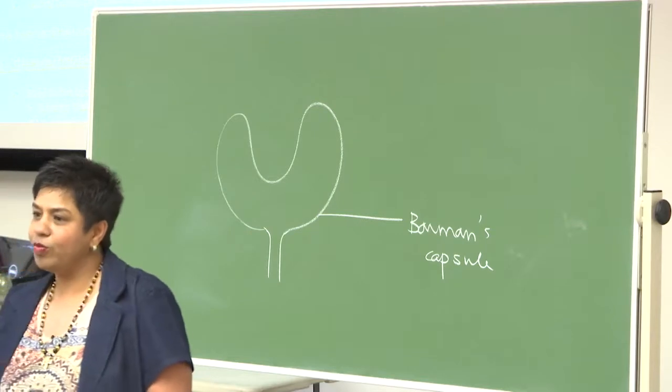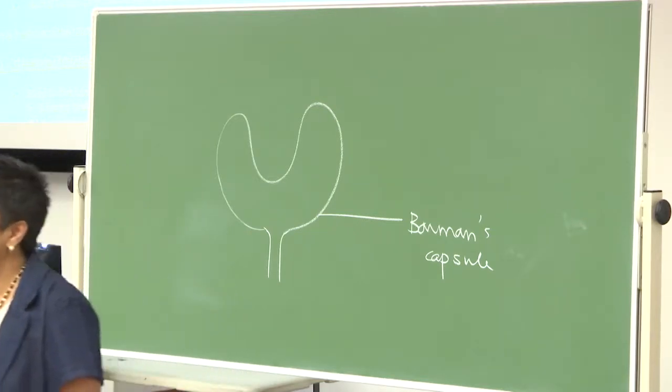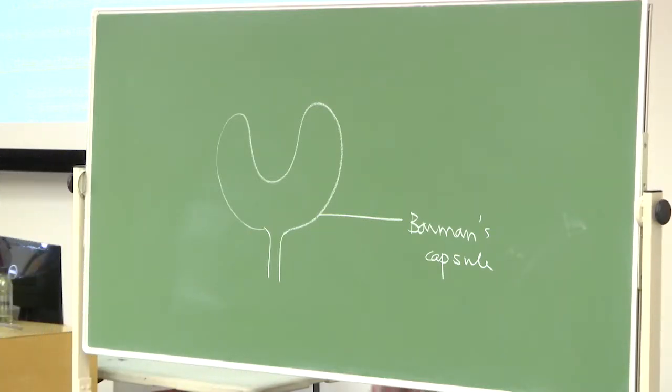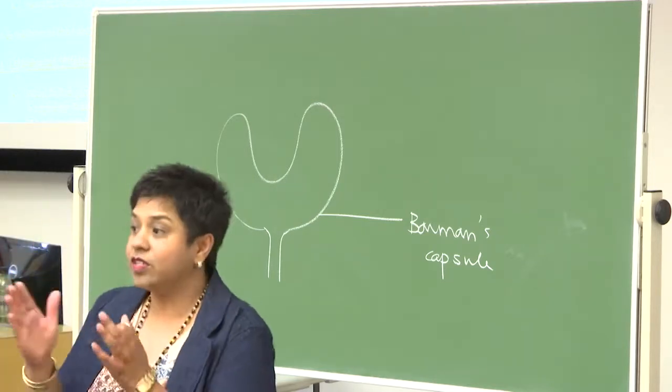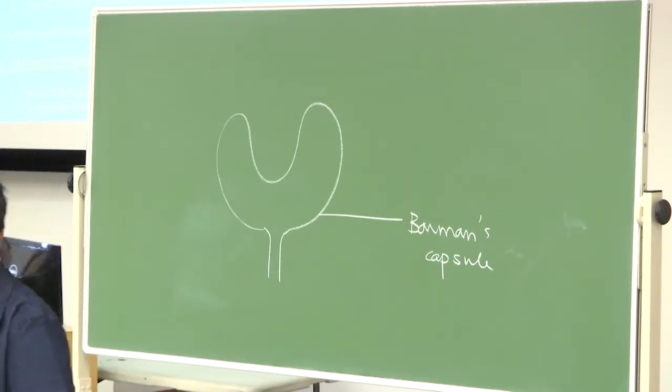So, Bowmans Capsule, cup-shaped, increases the surface area for more filtration, for more substances to be filtered. Now, I just jumped to pressure filtration because I'm taking it for granted you know the structure, the diagram of the excretory system, you know the macroscopic structure. So let's quickly revise.